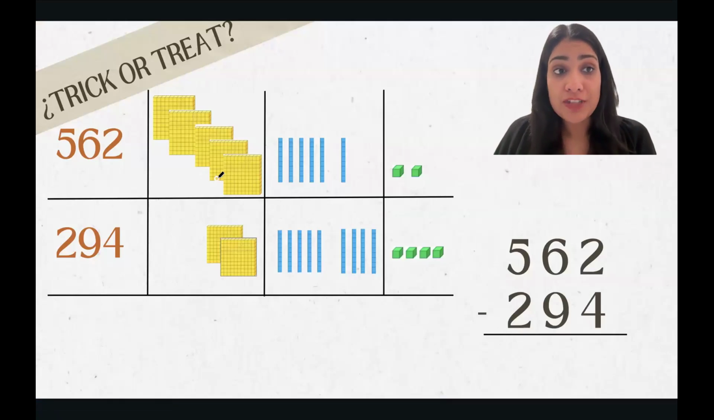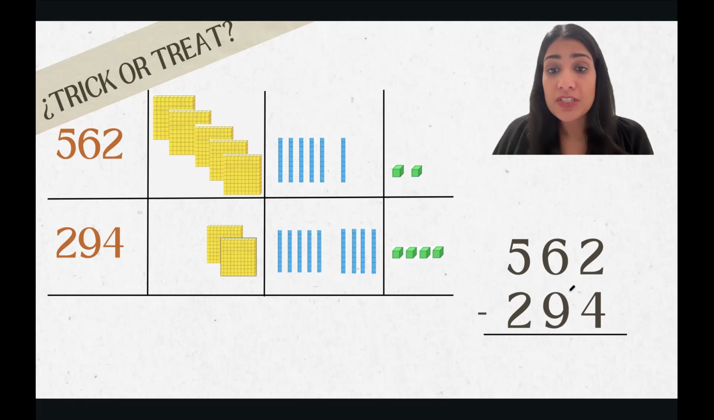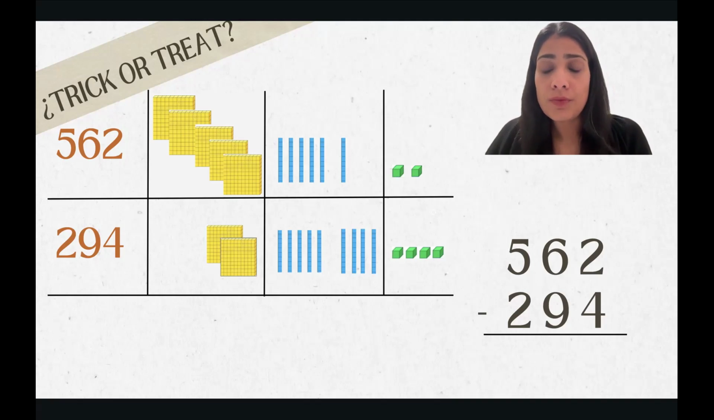Let's put 562 as 5 hundreds, 6 tens, and 2 ones, and 294 as 2 hundreds, 9 tens, and 4 ones. When we subtract, 2 cannot be subtracted from 4. What do we do? Do you know when you go to a shop and you want to buy your favorite toy and you don't have enough money, what do you do? You go ask your parents for more money?